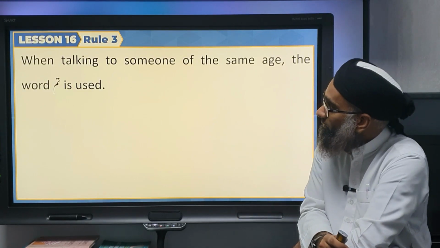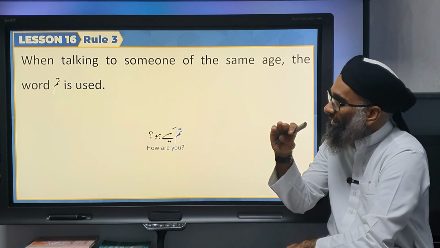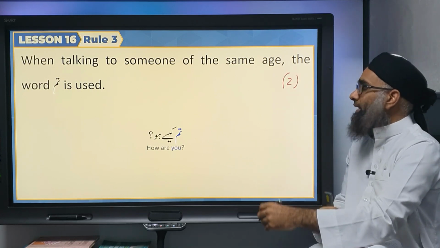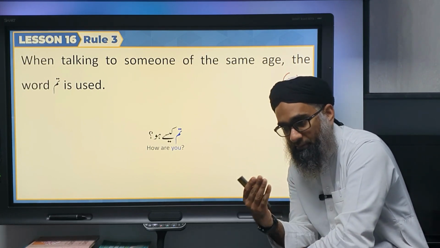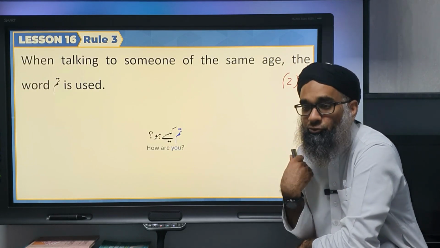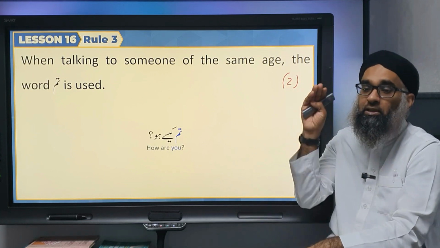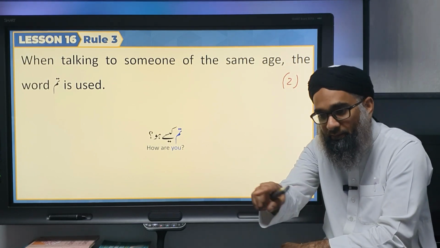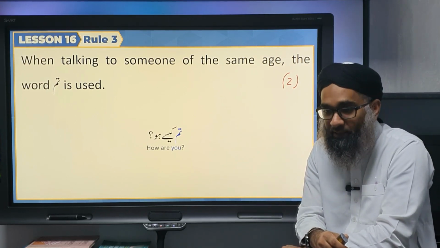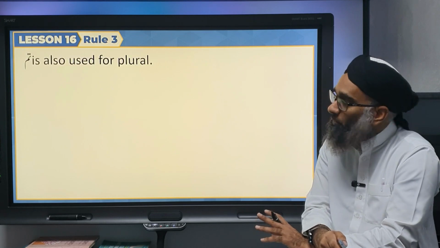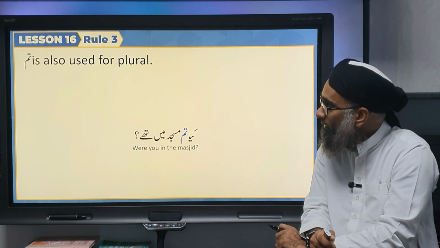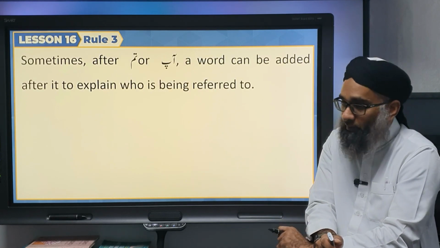Ji. Number 2. You use tum when it's the same age, level 2. It can also be plural. So if you, obviously I can even use respectful words for you guys, not a problem. But if you wanted to, I could say, tu kaisa hai. And you would say to each other, tum kaise ho. And then you would say to me, aap. Do you understand how it works? And tum is also plural, for example, tum masjid mein the, so you can tell the context was plural. Ji. Okay, you got it?